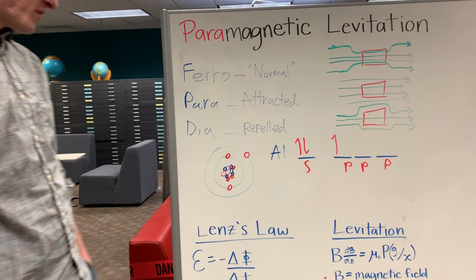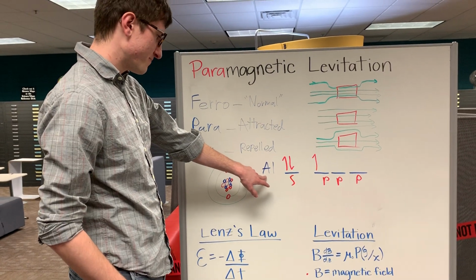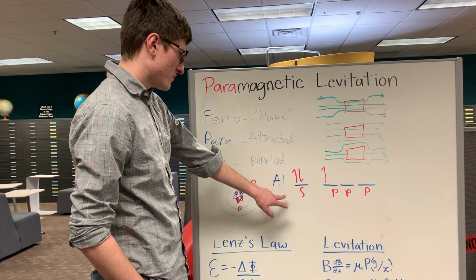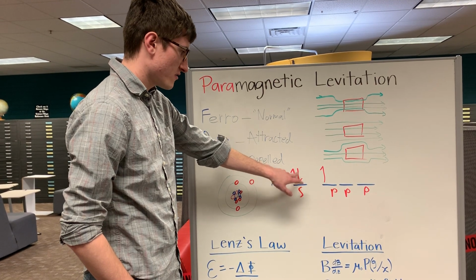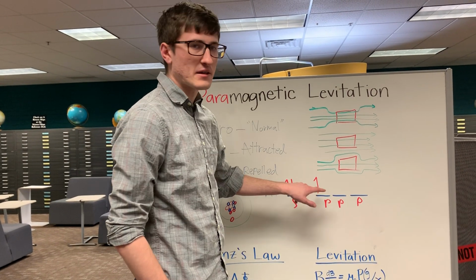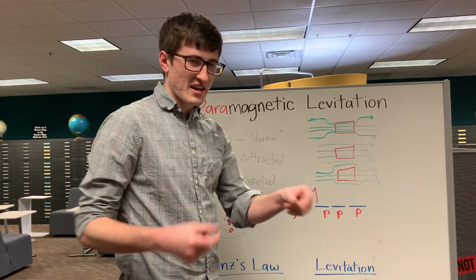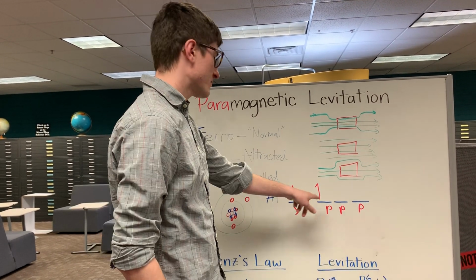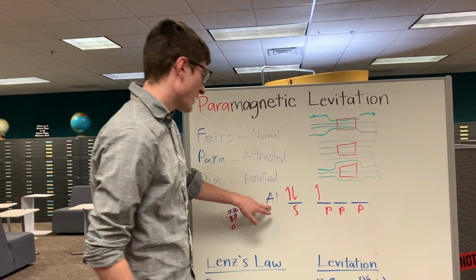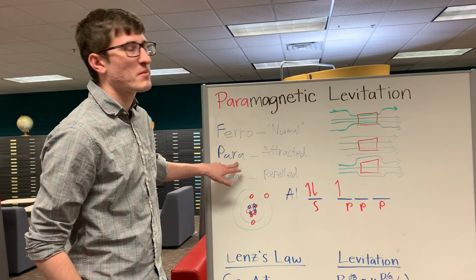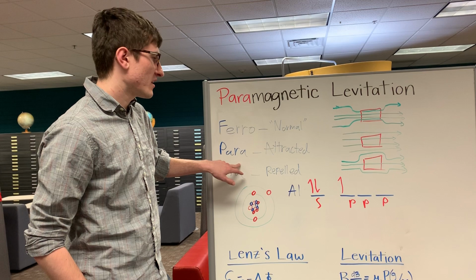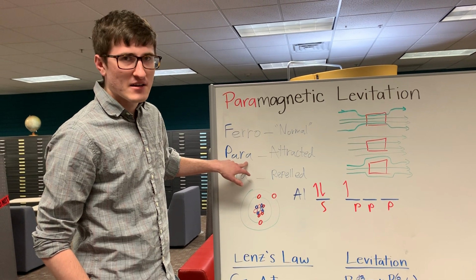But if you look into it, an object like aluminum has 2 S electrons and only 1 P. And because this electron doesn't have a pair, it's just flying alone. And aluminum then is a strong paramagnet. So it really likes magnets.